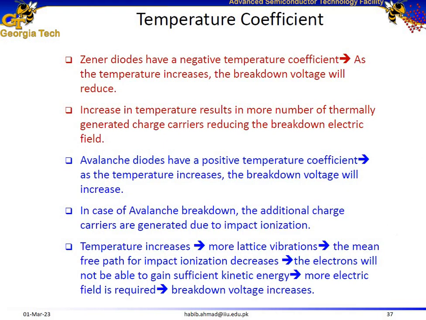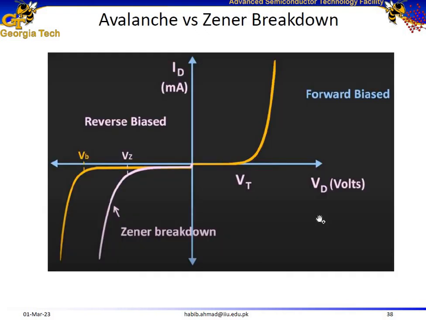Temperature coefficient is a little bit of an advanced phenomenon. I've personally worked on it at Georgia Tech in my PhD study. Zener diodes have a negative temperature coefficient, which means that with increase in temperature, the breakdown voltage would decrease. But avalanche diodes have a positive temperature coefficient, which means that with increase in temperature, the breakdown voltage would increase. Anyhow, this is an advanced phenomenon, so I don't want to dig deeper into this concept. But moving on to the next slides.